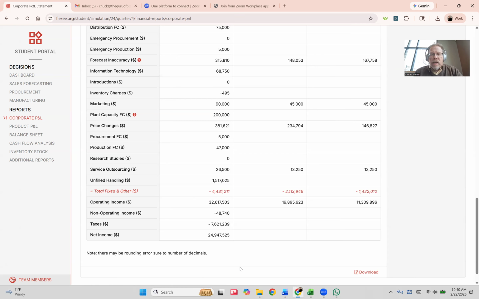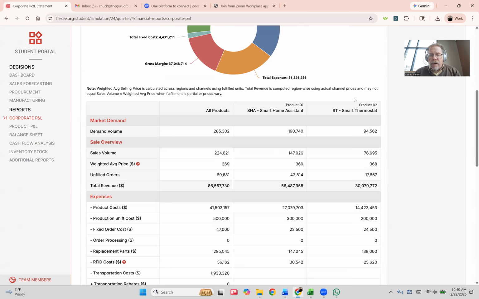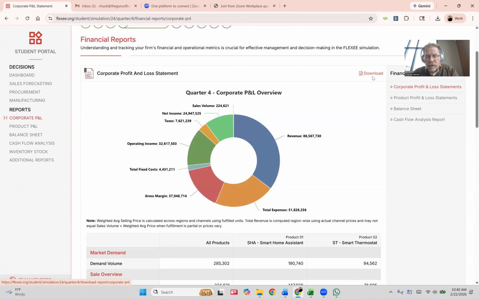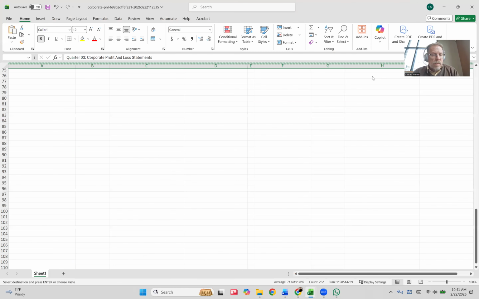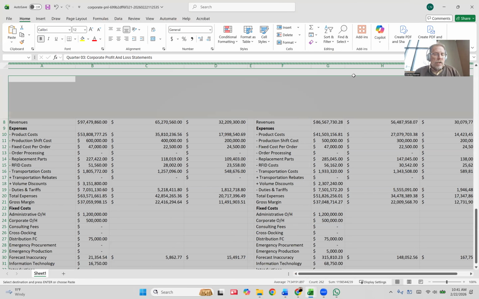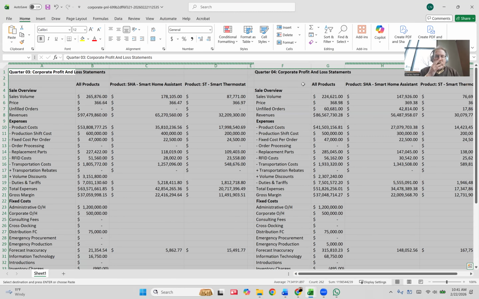So what I did is I downloaded quarter four and quarter three and brought them over to a spreadsheet. You can see quarter three on the left, quarter four on the right. So let's walk through this together. If you notice, your revenue went from 97 down to 86, but your gross margin stayed about the same. So it ended up being a wash, and the challenge is probably what happened down below.